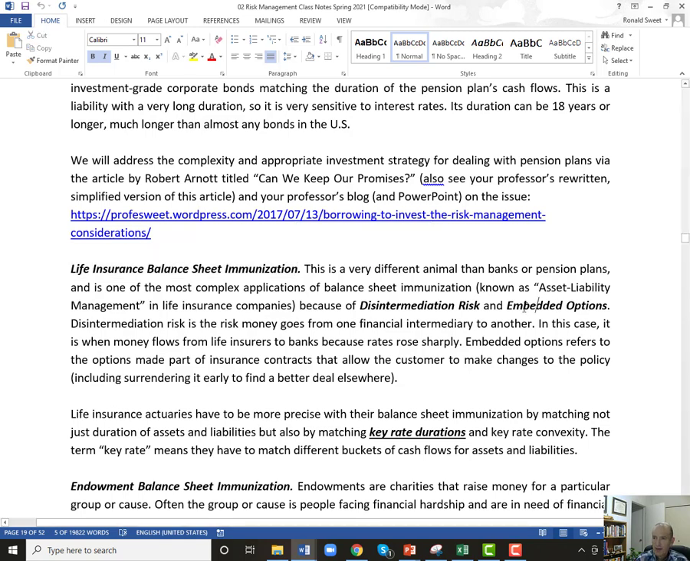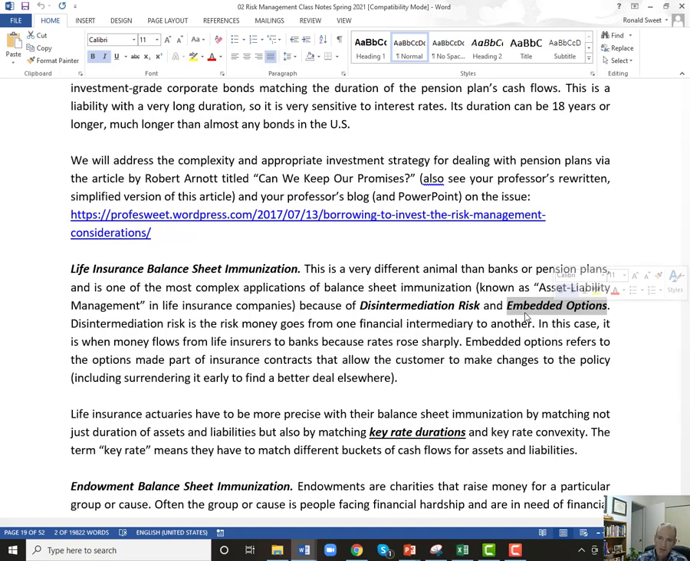Then there are the embedded options. Their customers have the right to put more money into the product. They have the right to take money out of the product, and customers will do that to life insurance companies at the worst possible time. They like to add money when interest rates are low because insurance companies have these nice portfolios that are 5 and 10 years, but they don't want all that new cash. It's going to destroy their entire portfolio and harm all their customers.